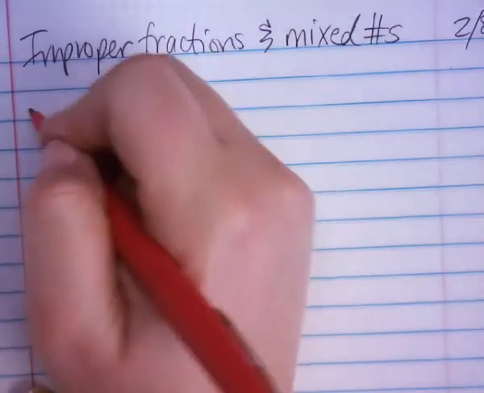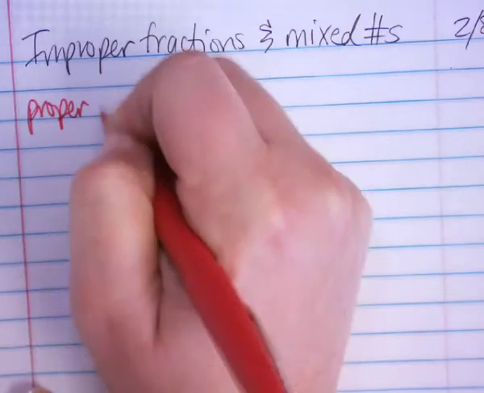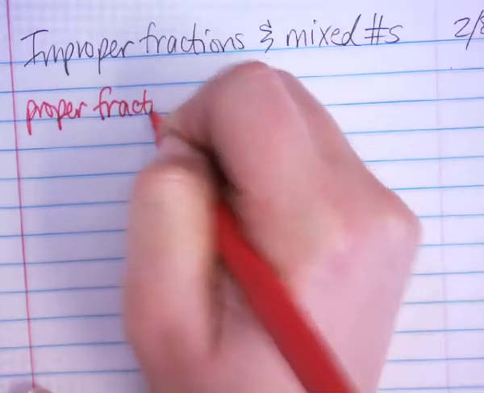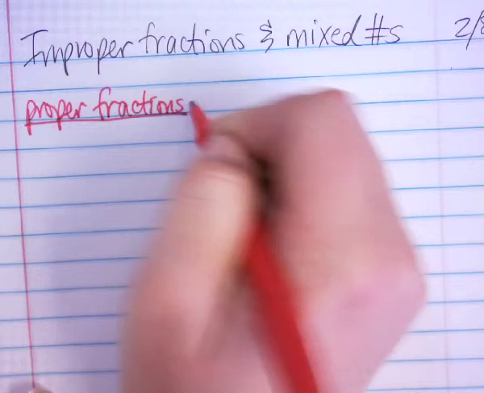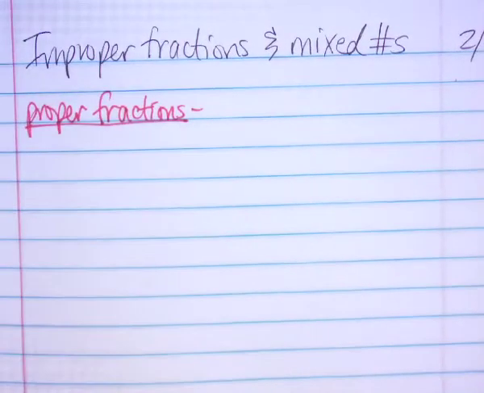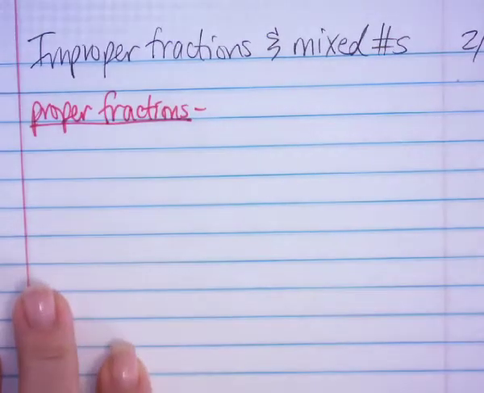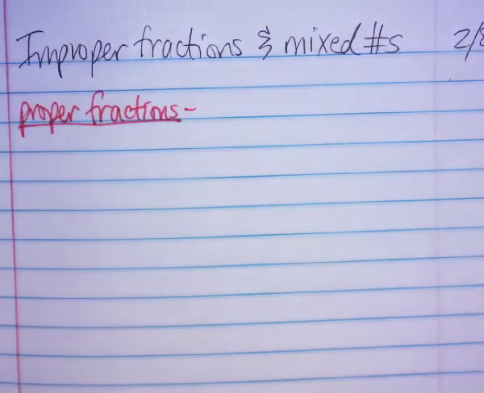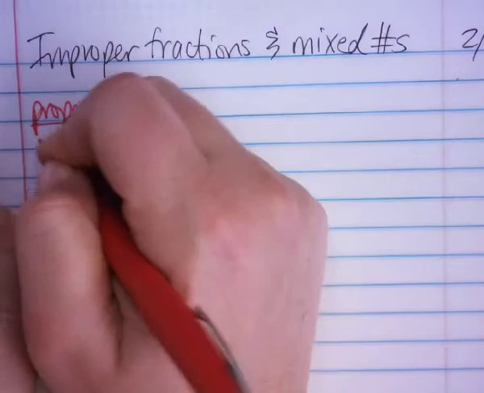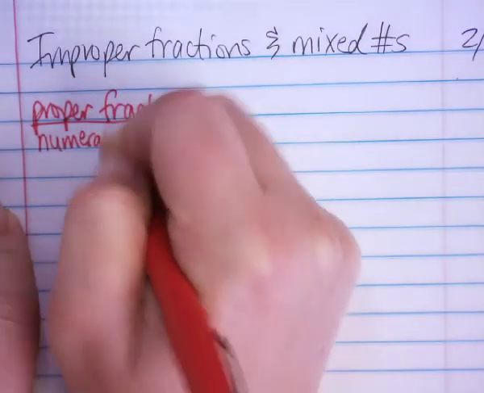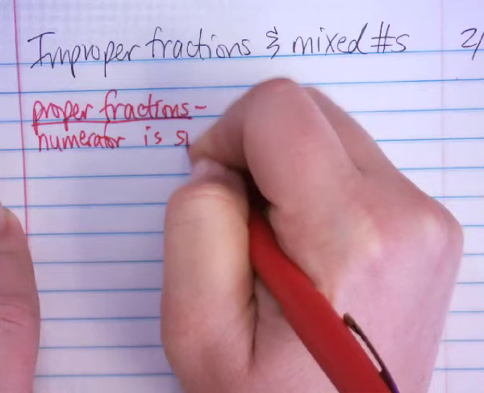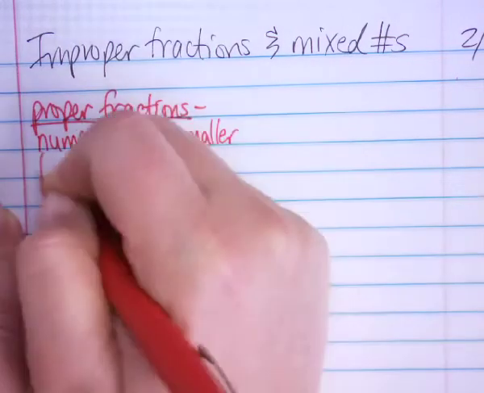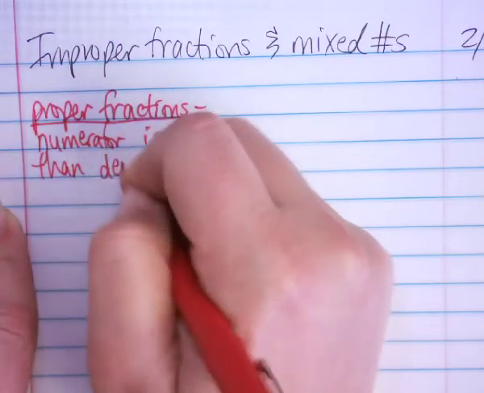The first one is on proper fractions. I'm writing this with my red pen. I need to go ahead and define what a proper fraction is. So what is a proper fraction? What does that mean? Tell us, Rachel. A fraction where the numerator is smaller than the denominator. Perfect. The numerator is smaller than the denominator.